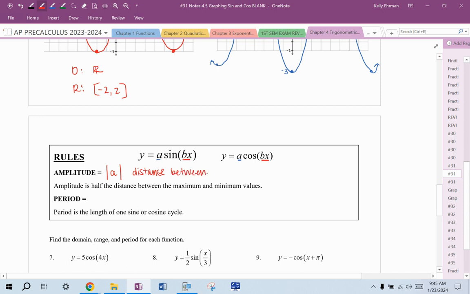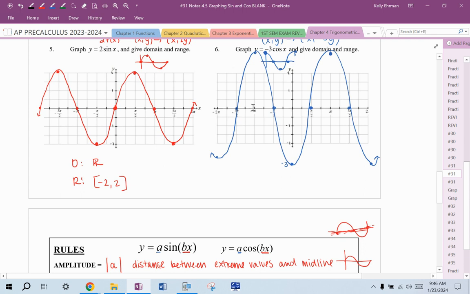between the extreme values, meaning max or min, and the midline. What's the midline? The midline, in our case, is like the x-axis. Or if we start shifting these up and down, it will be the distance between where the center of the graph was. So for any sine function, the midline is this line that's supposed to be horizontal that goes through this. And for a cosine graph, the midline is, again, the x-axis, but if we shift it up, it's the line that goes through all of these middle points.